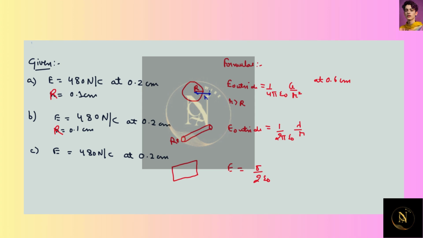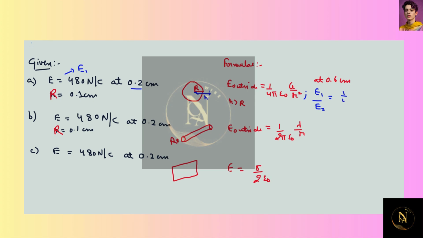We know that the electric field outside a spherical charge distribution is 1 by 4 pi epsilon times q over r squared. This 0.2 centimeter is also outside, and this 0.6 centimeter is also outside, so we can use the same formula. Let's say E1 is at 0.2 centimeter distance, and E2 is what we have to find at 0.6 centimeter.